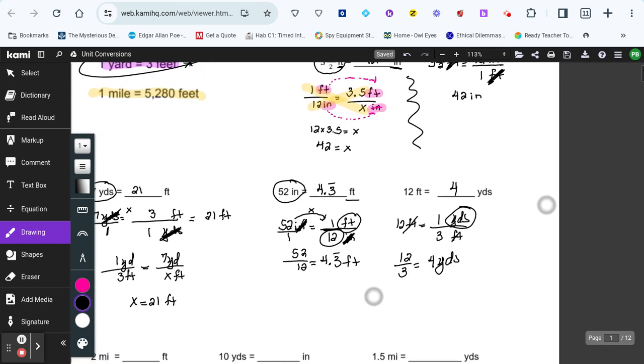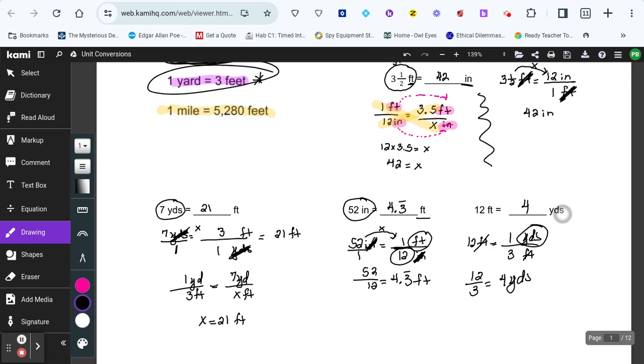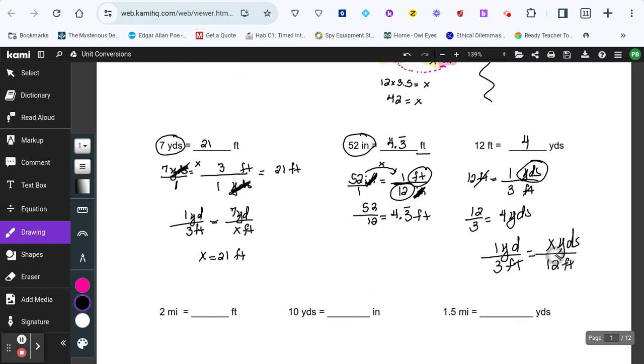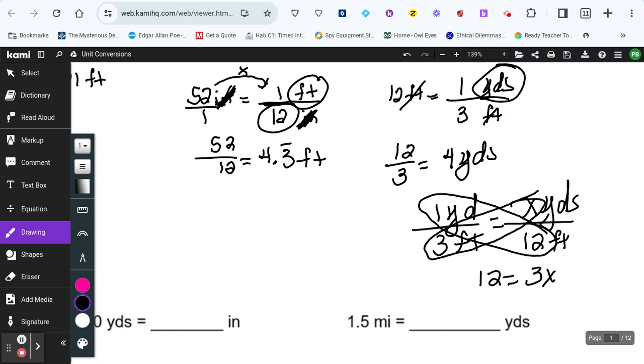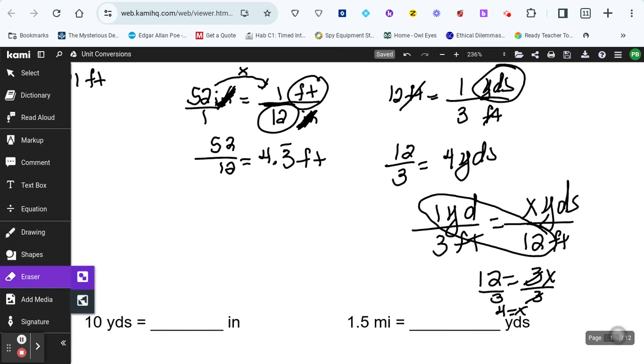Of course, yes, you could have done 1 yard equals 3 feet, and then X yards equal to 12 feet. You could have done it that way. And you could have said 1 times 12 is 12. And 3 times x is 3x. And that's a one-step equation. And then divide both sides by 3. But I just prefer not to do all of that work. But again, that's totally up to you, okay? You can cross, multiply, and divide. It's totally up to you.